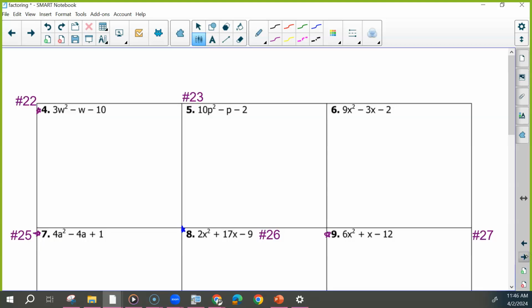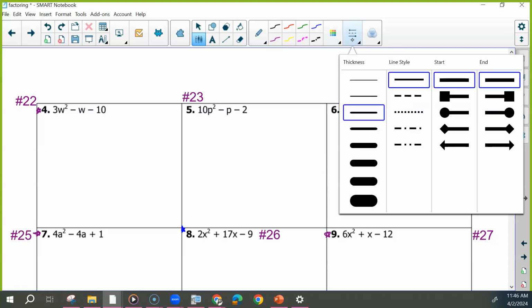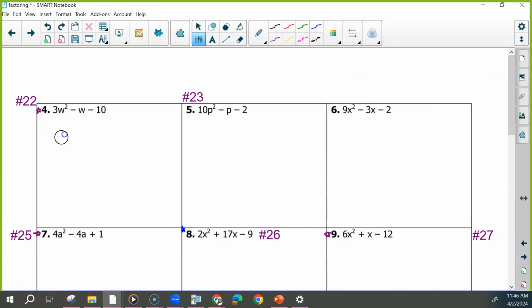Okay, group 4. I got w minus 10 and 3w plus 1. Hold on one second. My board decided to do something weird this time. Okay, one more time. W minus 10.